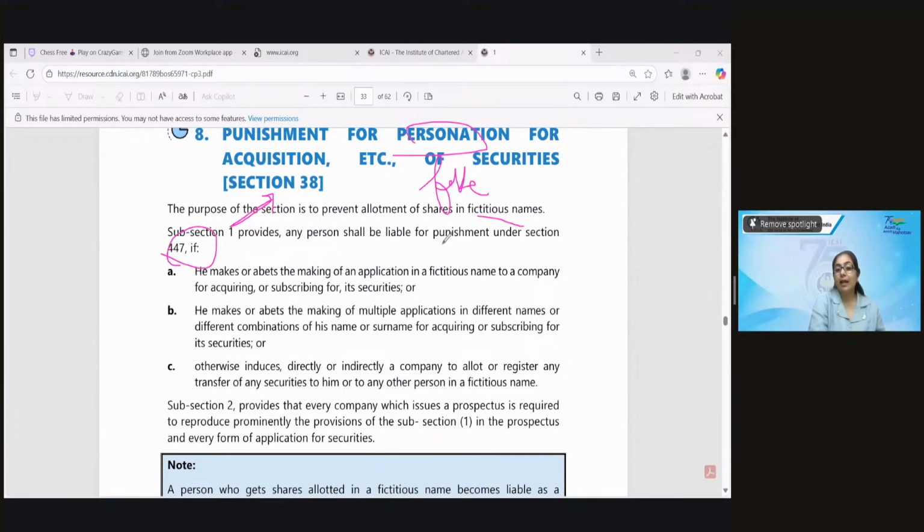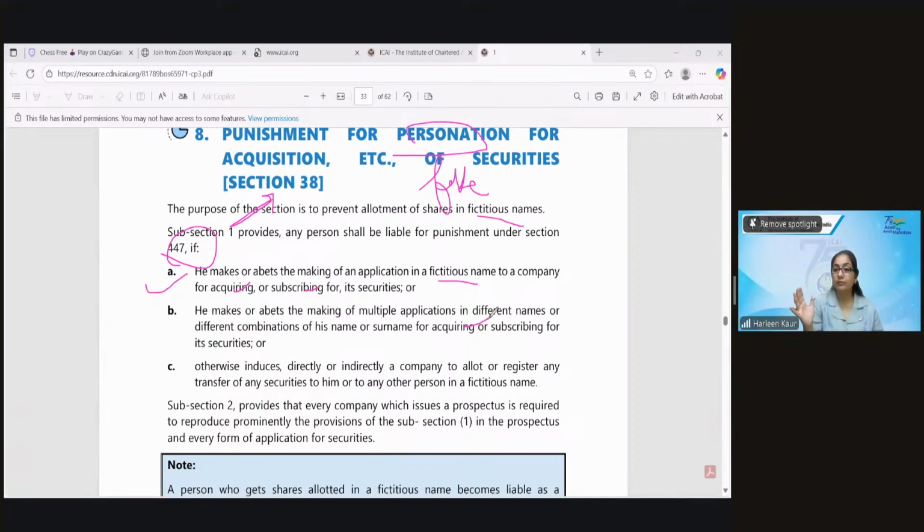Any person will be liable for punishment if he makes or abets the share application in a fictitious name for acquiring, subscribing the securities. If you have made any share application not in your real name but in a fictitious name, then in that case 447 will become applicable. This is the first case of personation. You made multiple applications by using different combinations and names.